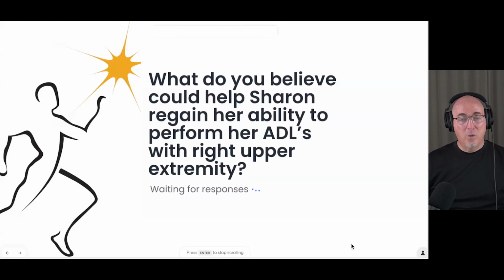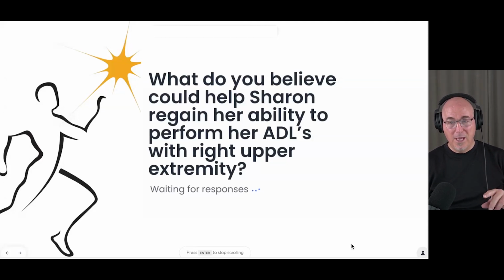So here's the next question. What do you believe could help Sharon regain her ability to perform her ADLs with the right upper extremity? Let's get some responses in there. What do you think could help Sharon regain that? We talked a little bit about it. Now we've seen what we hypothesized, and we saw the tests and the test results that you suggested. Let's see what you say about what we should be focusing on with Sharon to gain a little more function in that right upper extremity.